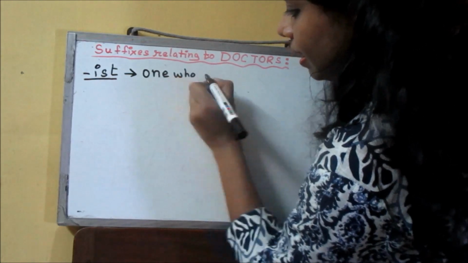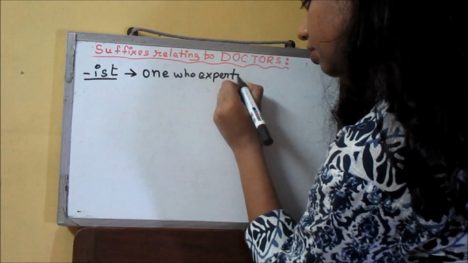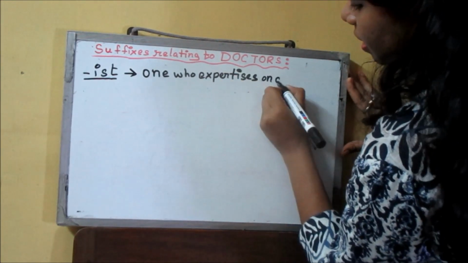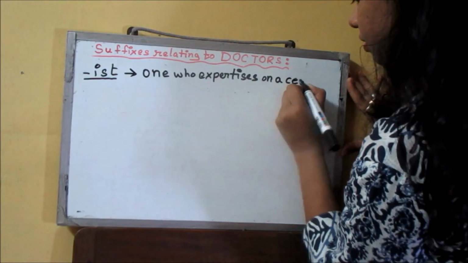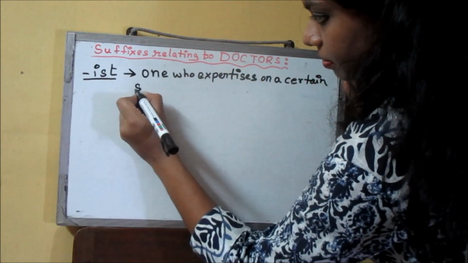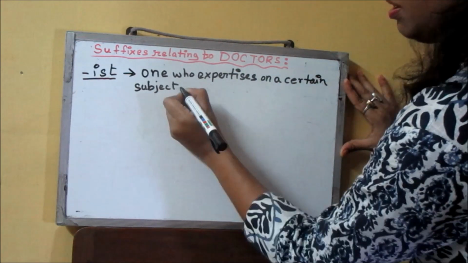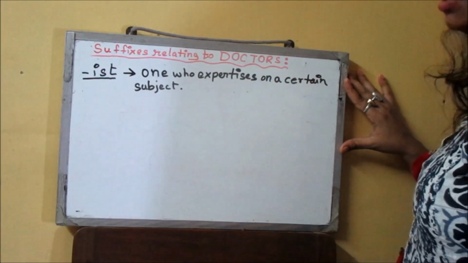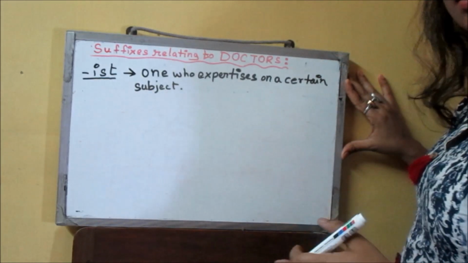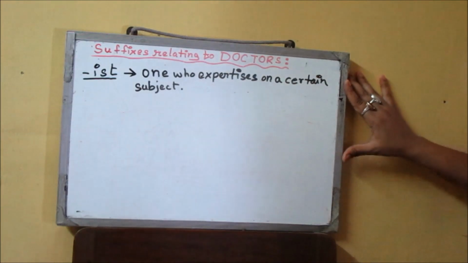So basically when IST comes at the end of a word, it means one who is an expert on a certain subject. So the suffix IST comes at the end of a word which indicates someone who is an expert in a certain subject.